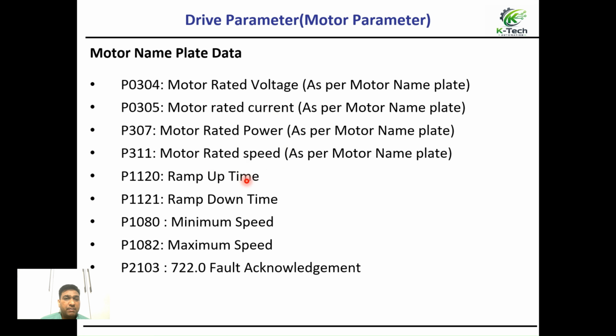Then ramp up and ramp down time you can set as per your requirement, P1120 and P1121. Minimum speed and maximum speed also need to be defined, in P1080 and P1082. And P2103 is 722.0, which means fault acknowledgement. If any fault occurs in the drive and you want to reset it, you can set 722.0 as the fault acknowledgement. This is a reset from the Profinet, so you can directly reset the drive fault from the PLC.